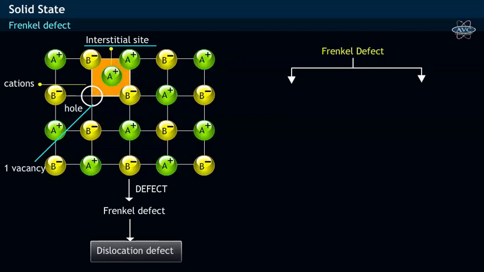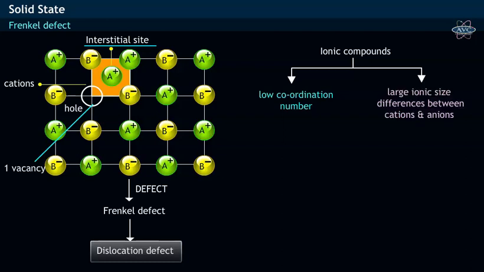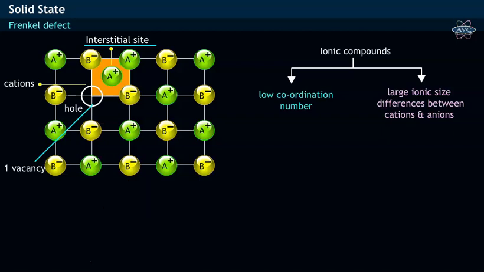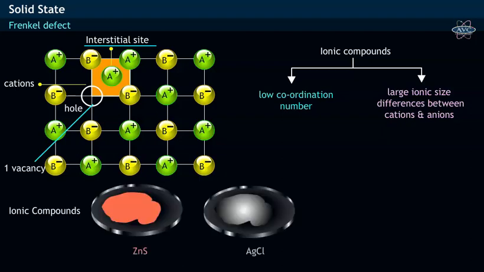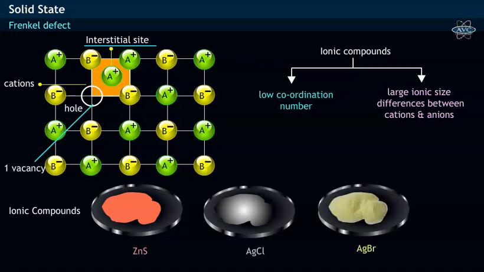Frenkel defects are common among ionic compounds with low coordination number and in crystals having large ionic differences between cations and anions. Ionic compounds such as zinc sulfide, silver chloride, silver bromide, etc. show Frenkel defect.